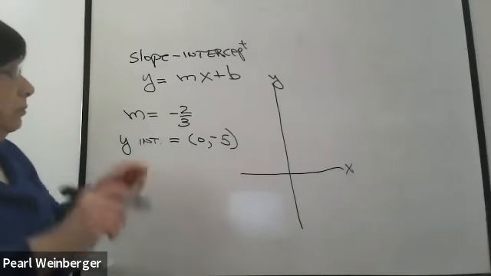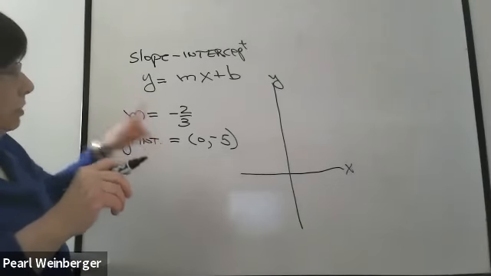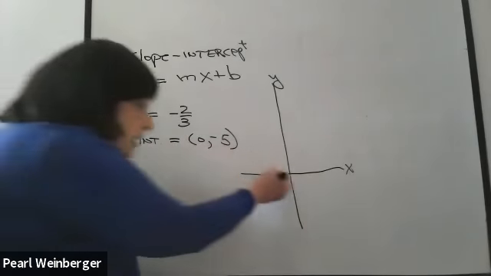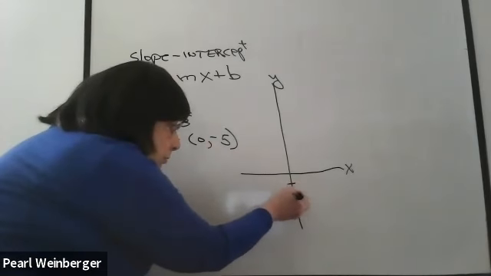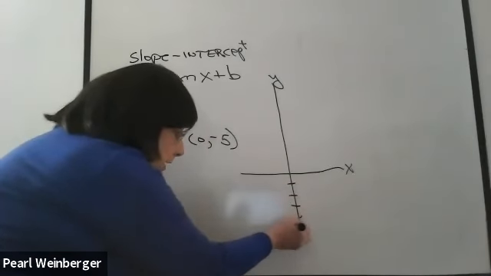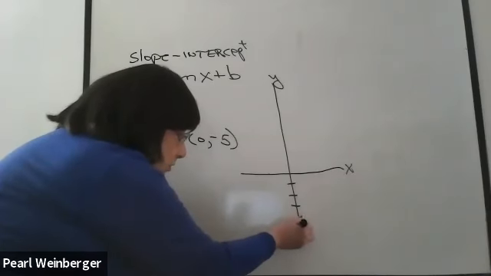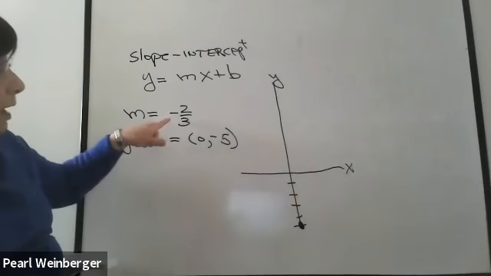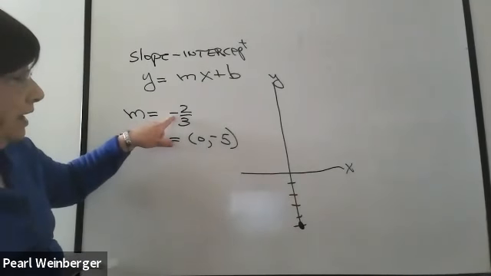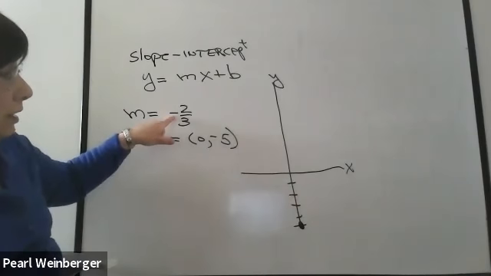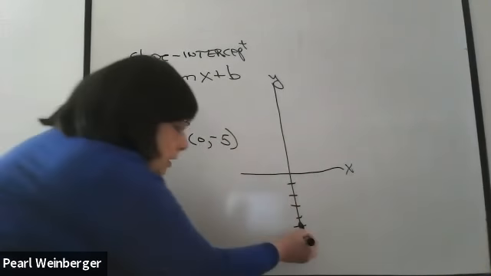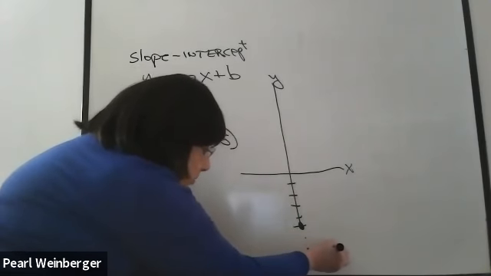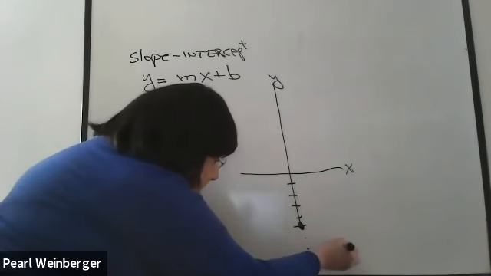Sorry about that. So when we have a line whose y-intercept is (0, -5), that means that we're going down 5 on the y-axis. That's our y-intercept. And since my slope is -2/3, it means from there, I'm going to go down 2 and 3 to the right. You get another point?